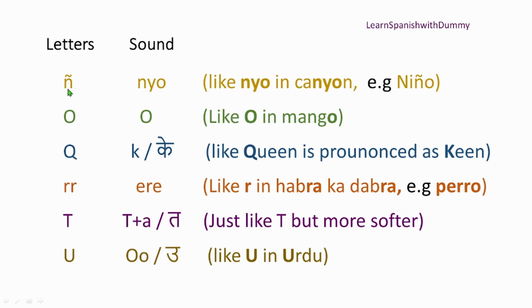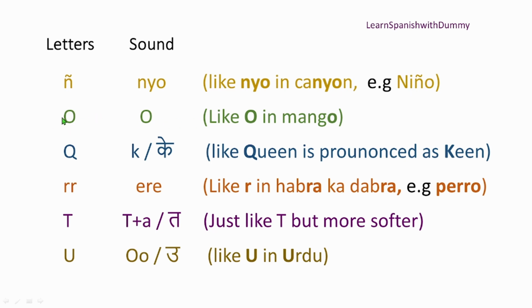Now we got here N, and got some sign over here, right? Whenever you see this thing, you pronounce it as nyo, just like in canyon we have nyo sound. That's its sound. It's pretty easy. Example, N-I-N-O, and it means little child in Spanish. So we pronounce that as niño. You just need to add that thing. And yeah, that's it.